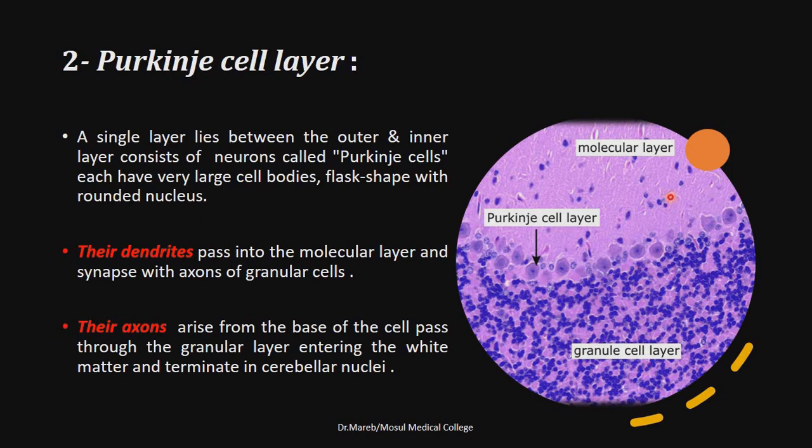So the first layer was the molecular layer, and the second layer is the Purkinje cell layer. It is a single layer of multipolar neurons, and these cells lie between the outer molecular and the inner granular layer. These cells have dendrites which pass into the molecular layer, while their axons pass deep, through the granular layer, go to the white matter and terminate in the cerebellar nuclei.